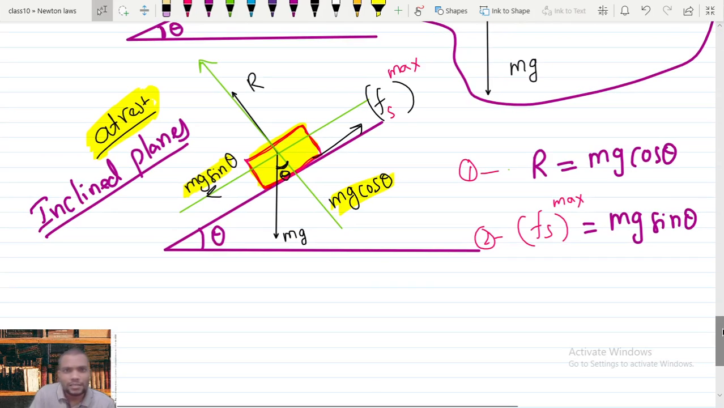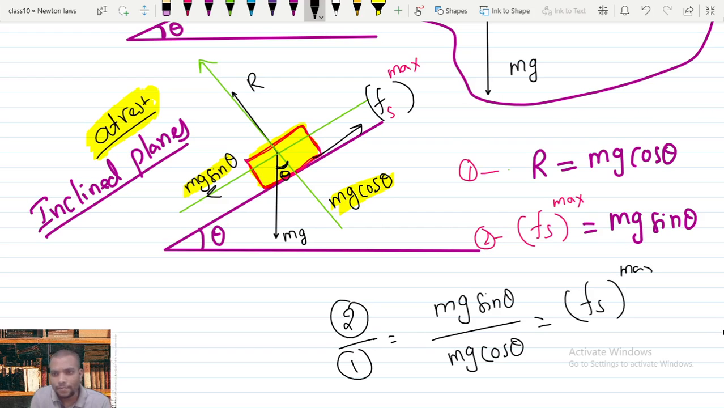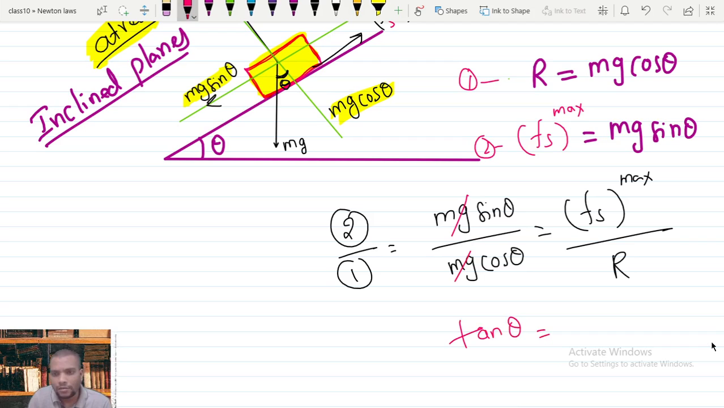So I got the two equations. Let me divide 2 by 1. If you divide the second equation by the first equation, that equals mg sin theta upon mg cos theta, which equals Fs max upon R. Let us cancel the like terms. If I eliminate mg on both sides, I get tan theta equals Fs max upon R.